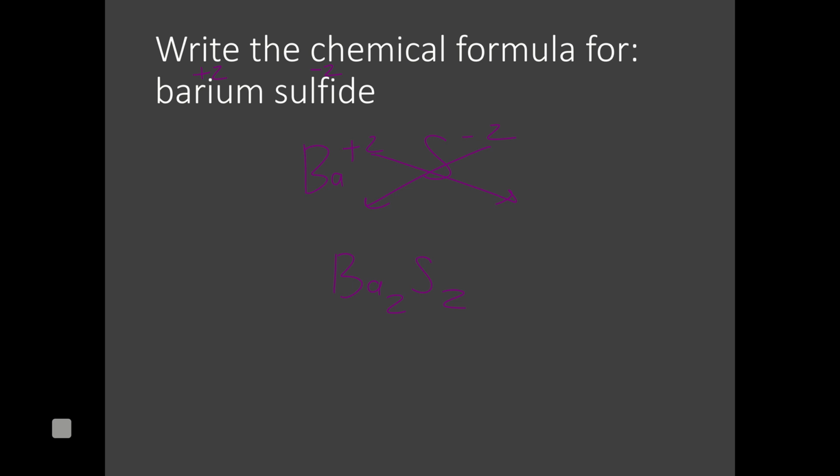This is where the reduce has to come into play. This is not your final answer. This would be incorrect. Because both of these, I can divide 2 into both of them, I reduce it down to the least common ratio. It's already a 1-to-1 ratio, so I change this to BaS.